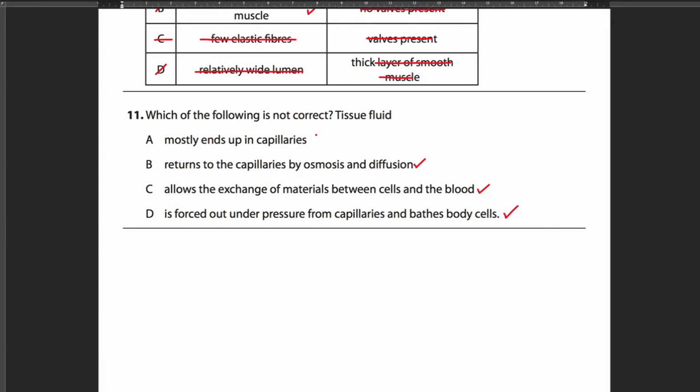Now, the only one that I wasn't sure about was A, and that is the one that's not correct. The tissue fluid does not mostly end up in capillaries. It's the other way around where it goes from the capillaries to the tissue fluid.